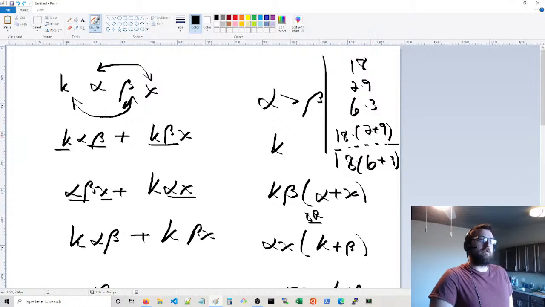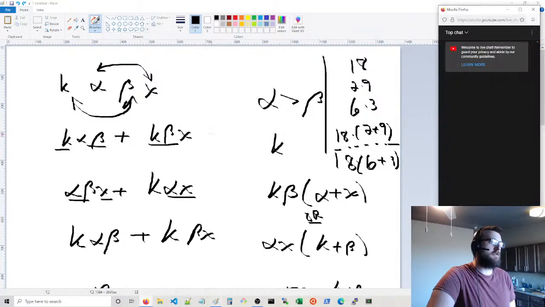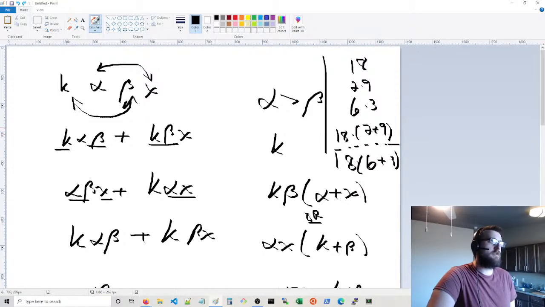So which of these is better though? 2 plus 9 is better than 6 plus 3. Why would that be the case? 6 plus 3 only gets you to 9. 2 plus 9 gets you to 11. 11 is larger than 6 plus 3. But why?